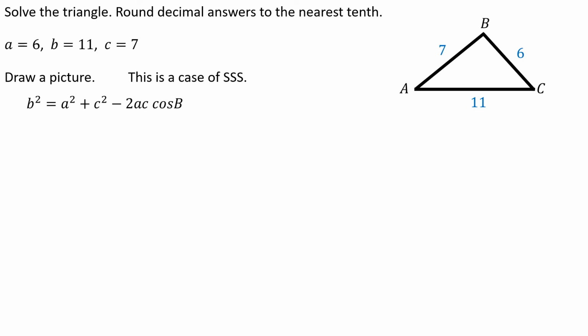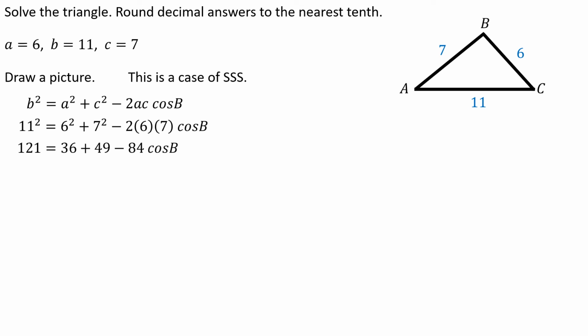Okay, so another case of side, side, side. And again, why am I going to go for angle B first? Well, because angle B is going to be the largest angle because it's across from the largest side. Plug in the numbers that I do know. Do my little squaring and multiplying. Combine like terms.